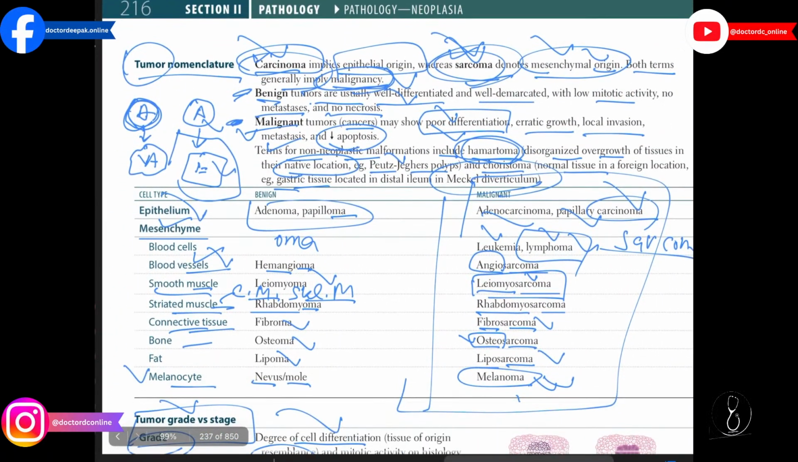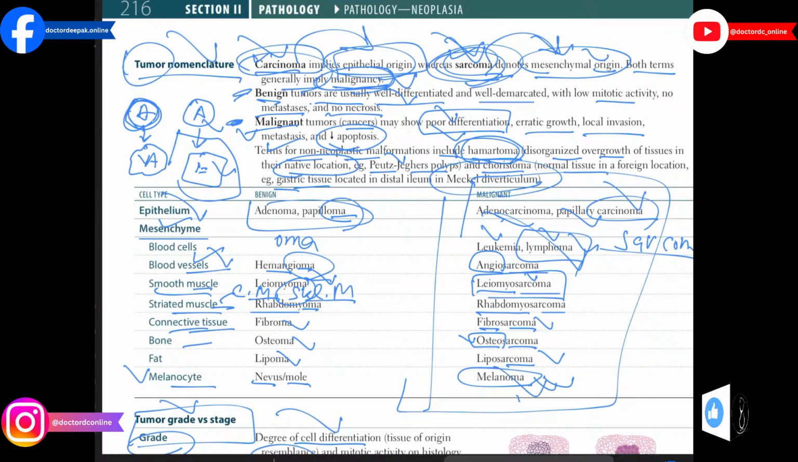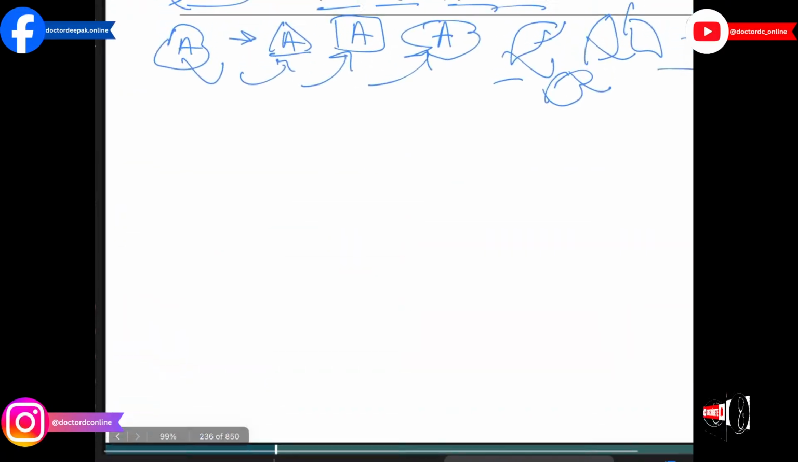In tumor nomenclature, we have naming of tumors and cancers. Carcinoma is related to epithelial origin tumors, and sarcoma means mesenchymal origin tumors. For the benign, mostly the names end in oma, with exceptions like lymphoma and melanoma. For the malignant, if a cancer is of epithelial origin, then carcinoma. If it is of mesenchymal origin, then sarcoma.